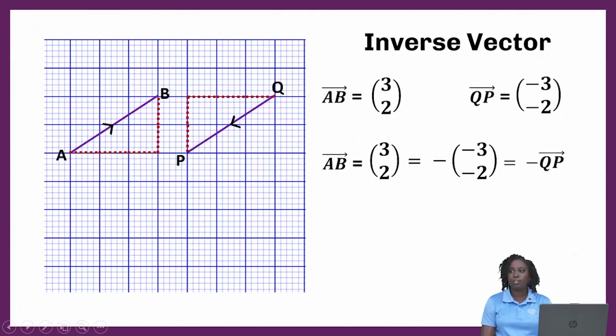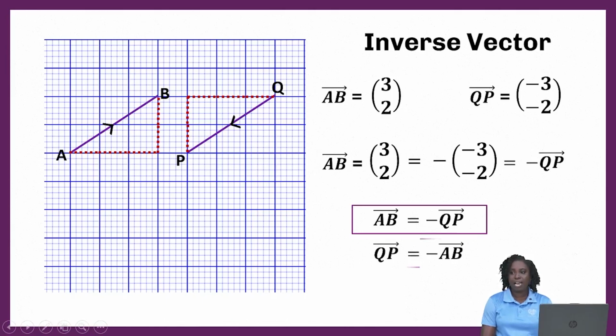And so QP, if I multiply that by a -1, is equal to AB, or AB is equal to negative QP. And so the reverse would also be true. So if I looked at QP and I made AB negative, that would also be true. And that is because they are inverse vectors.